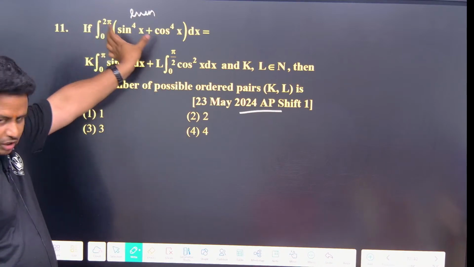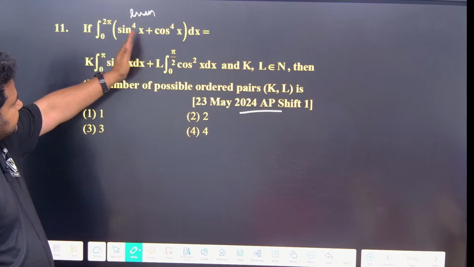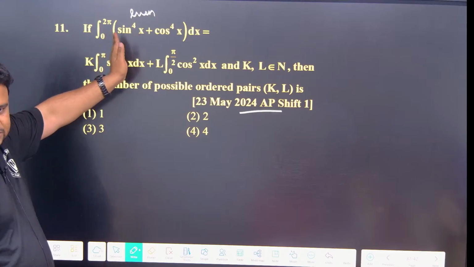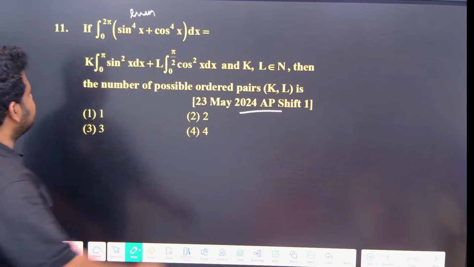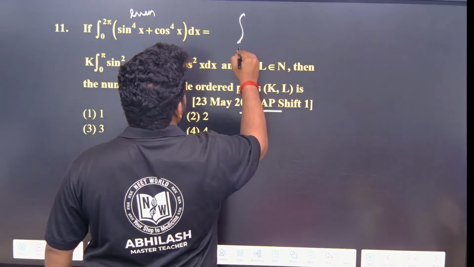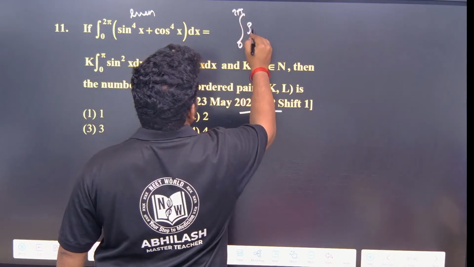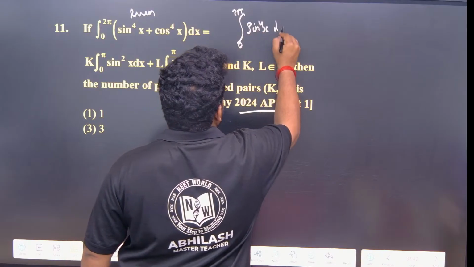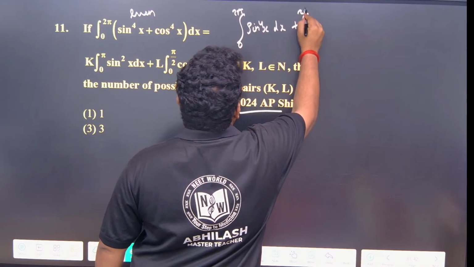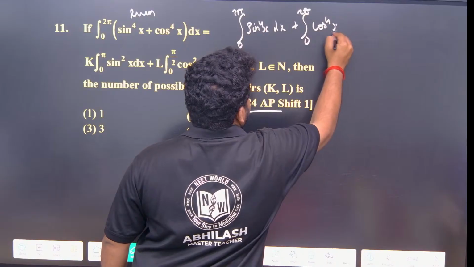Okay, first let us solve this. For each of this, can we integrate separately? Yes, we can integrate separately. So we can write this as what? We can write this as integral 0 to 2 pi sin power 4x dx plus integral 0 to 2 pi cos power 4x dx.